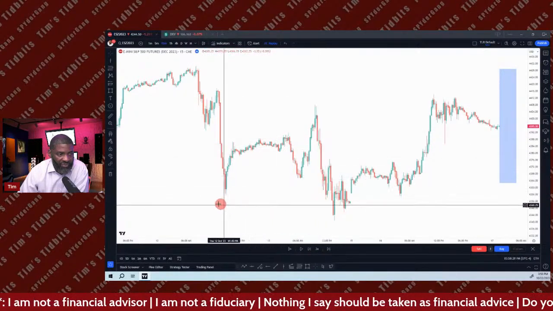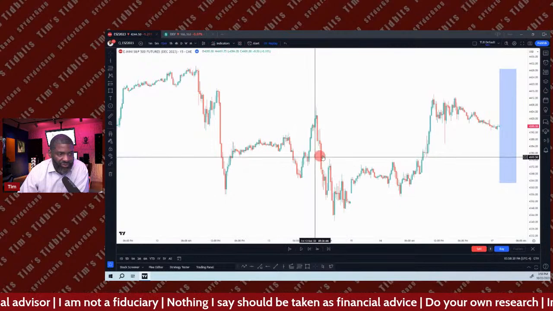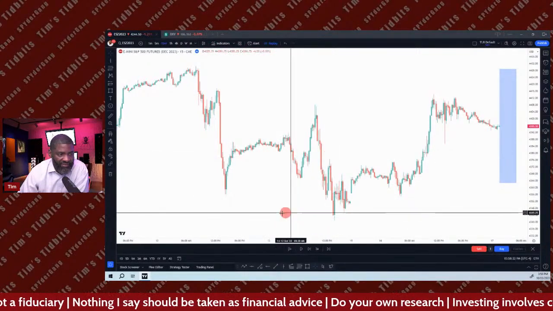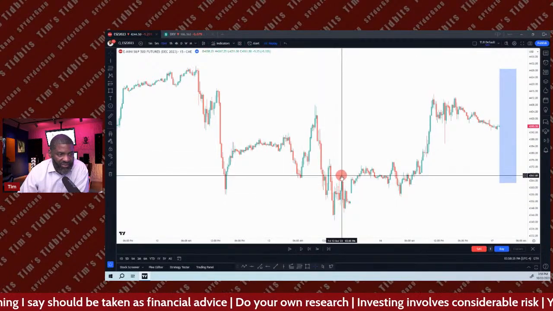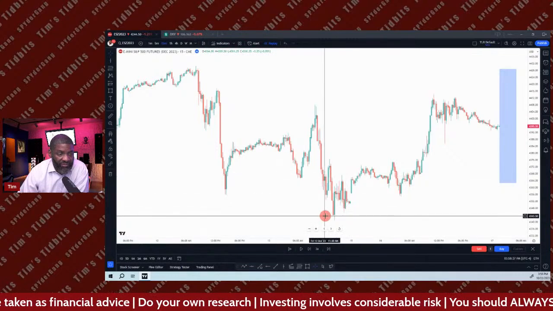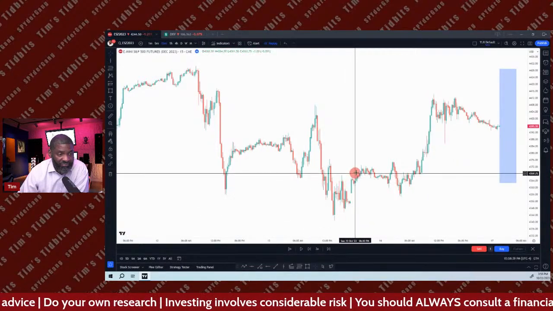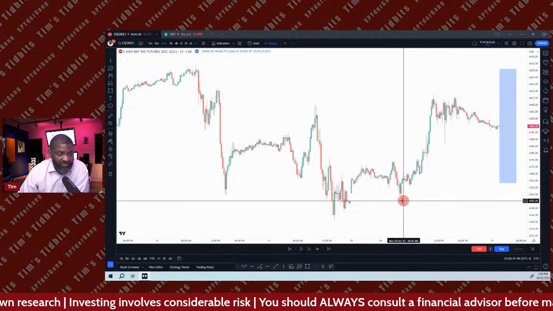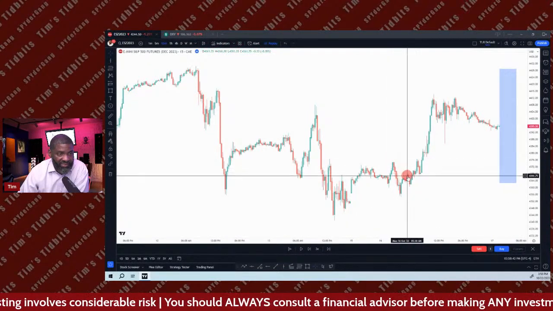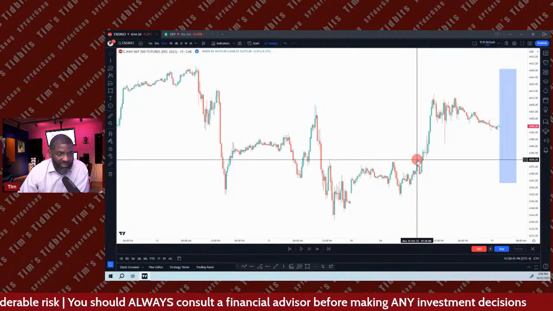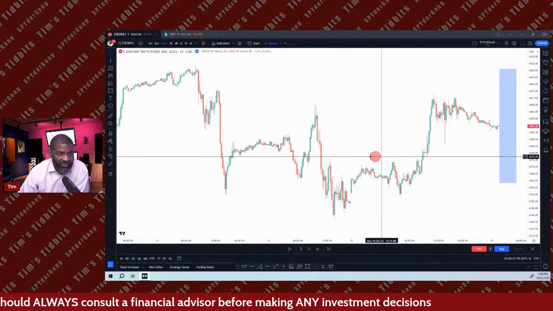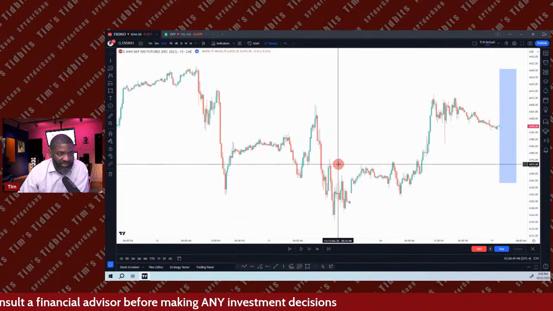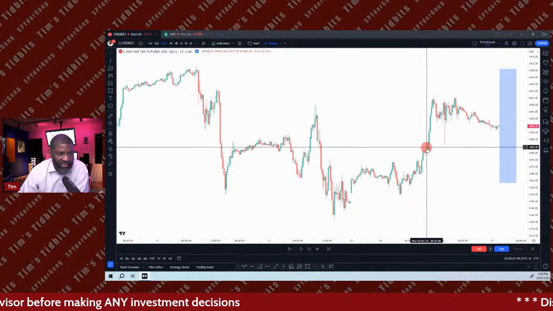Come down, take out the sell side, push back up into the imbalance, take out the sell side again, push back up into the imbalance, come down, don't take out the sell side. Start to push up, come back into this imbalance, and we're starting to boom right here. We broke above that high right there. So we got a break in market structure to the upside.